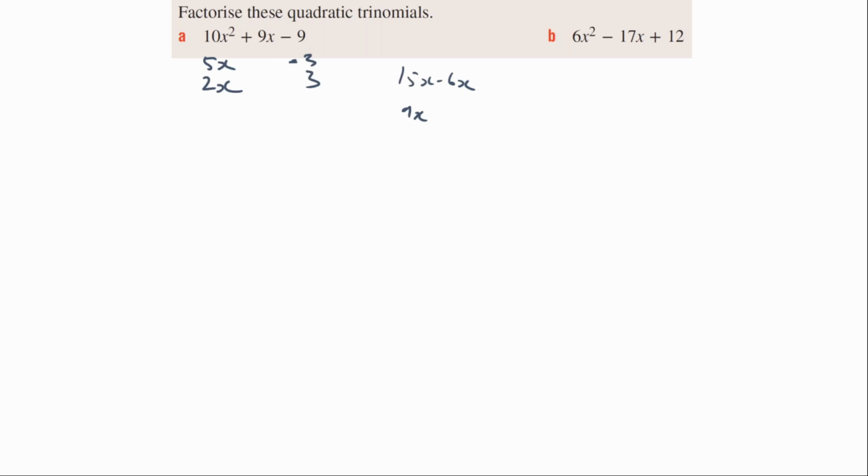Alright, so we know the terms that go in the answer. So remember, we just write it horizontally again. This one would be 5x minus 3 because there's a negative sign there. And 2x plus 3. Alright, now let's have a go at the next one.